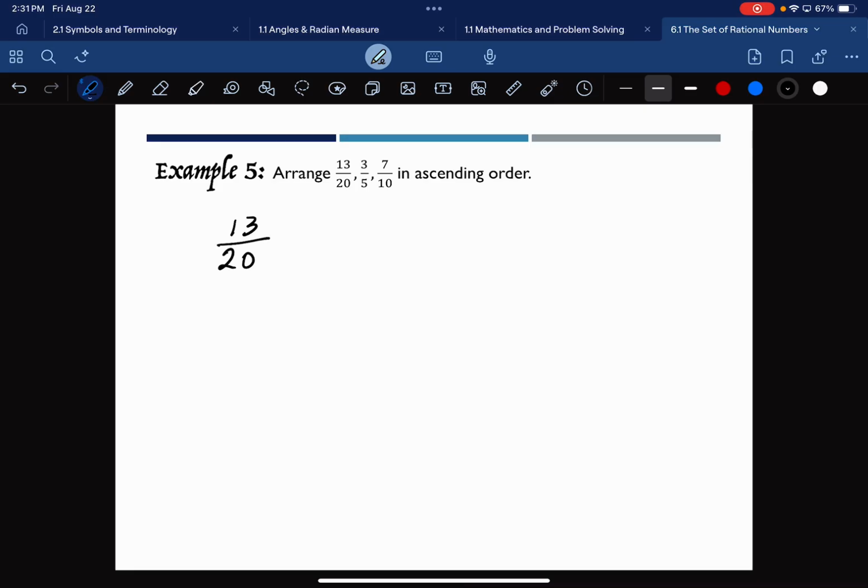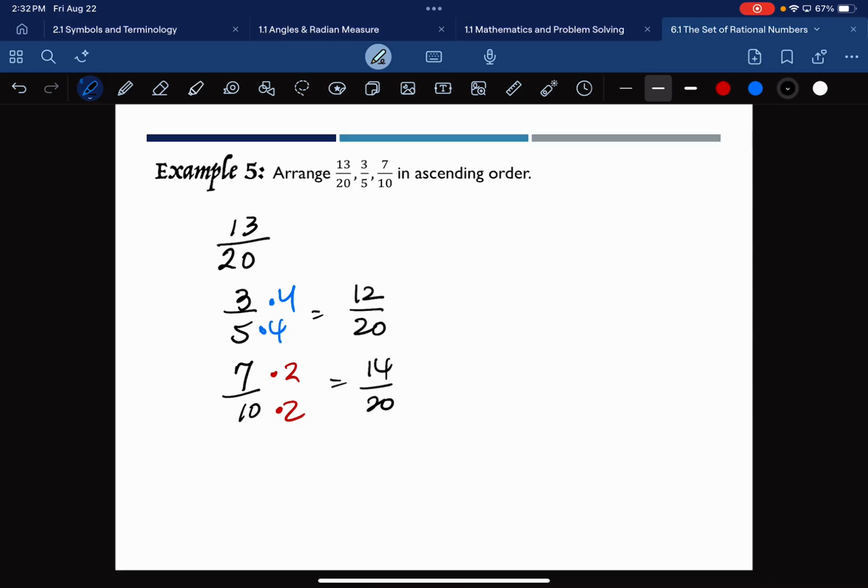So I've got 13 over 20. This one's already done. That's nice. I have 3 over 5, and I have 7 over 10. So 3 over 5, if I want the denominator to become a 20, what do I have to multiply it by? 4. So that becomes 12 over 20, right? How about the other one, 7 over 10? If I want the denominator to become a 20, what do I multiply it by? 2. And it becomes 14 over 20.